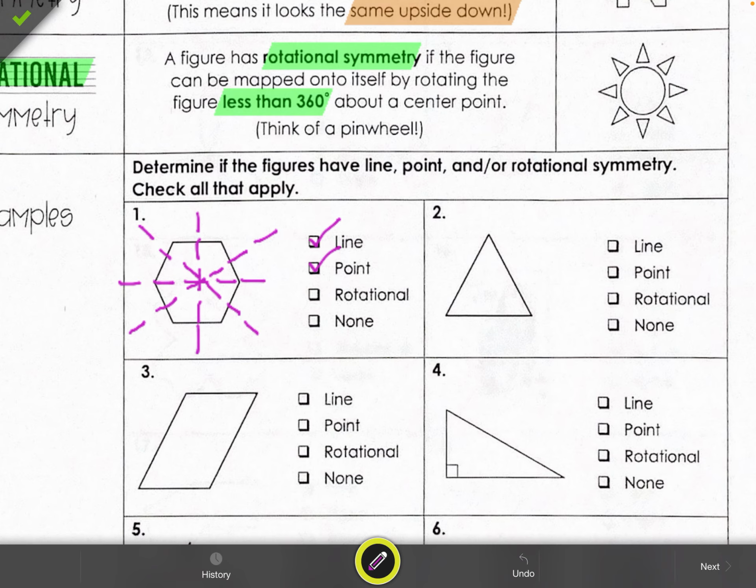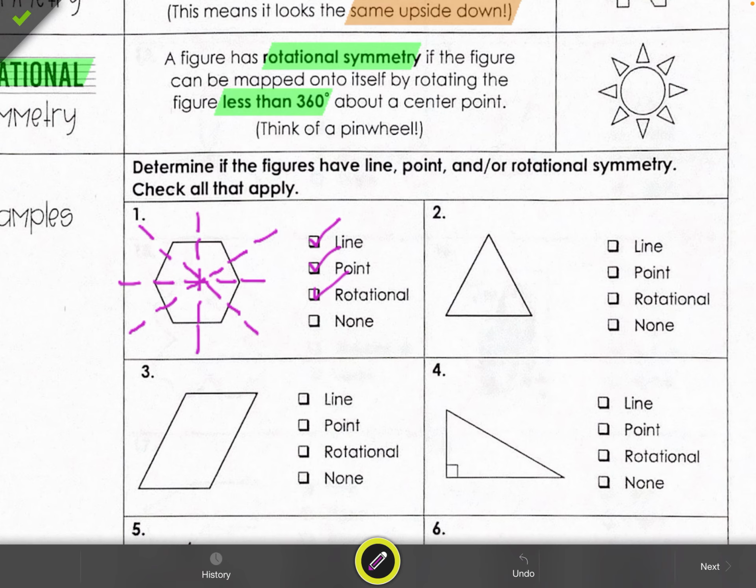Now, if it has point symmetry, it automatically has rotational symmetry. Because remember, the definition for rotational symmetry is that you can turn it less than 360. Okay, and we've already proven that if you turn it 180 degrees or upside down, it does have point symmetry. Point symmetry is a special type of rotational. So we would check rotational.